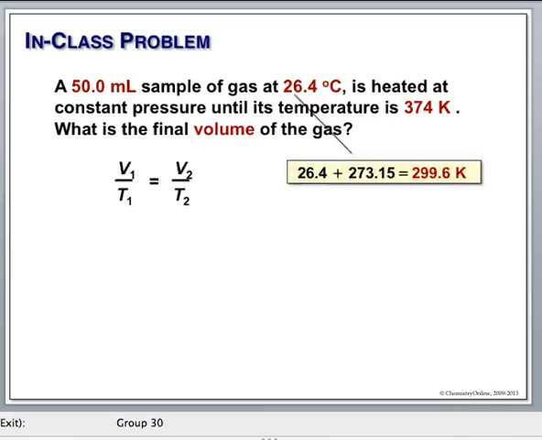For this, we have 26.4. We're going to add 273 to it, and we're just about 300 Kelvin. Now, for most problems in this course and on exams, you don't need to worry about 273.15. 273 is what you need.